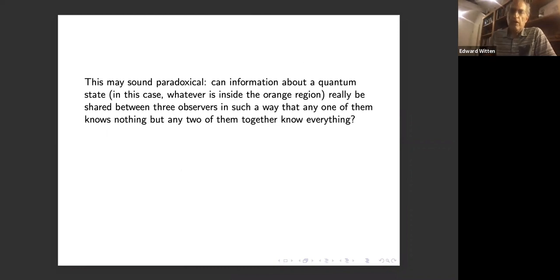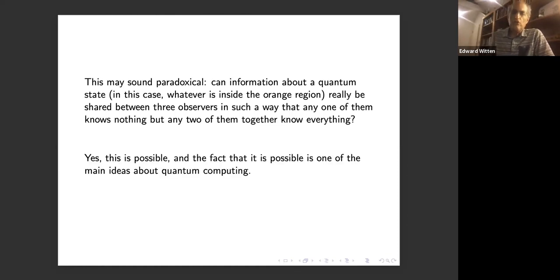This may sound paradoxical at first. Can information about a quantum state, in this case whatever is inside the orange region, really be shared between three observers in such a way that any one of them knows nothing, but any two of them together know everything? Well, here's where the answer is yes, it is possible. And the fact that it's possible is one of the main ideas in quantum computing.